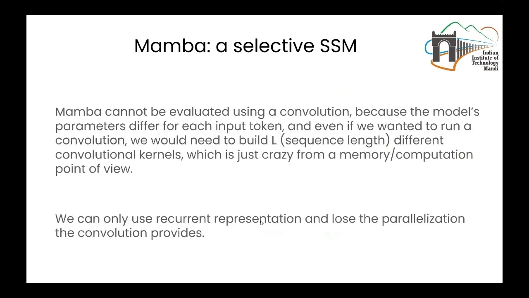Now, what problem happened with this modification? We solved the problem of selectivity, but the previous problem of parallel training has come again. What we were doing was calculating the kernel beforehand, before the training, but we now can't do this because A, B, and C are not constant; they depend upon the input, so we can't calculate the kernel beforehand. So now we have lost our privilege of parallelized training.